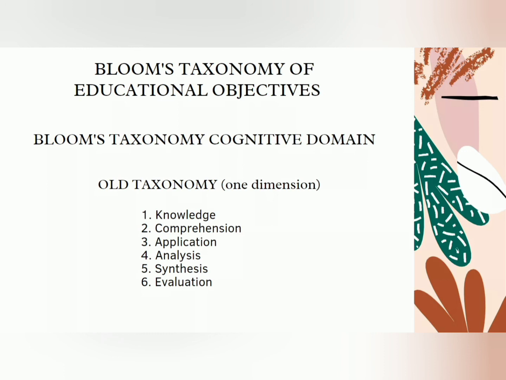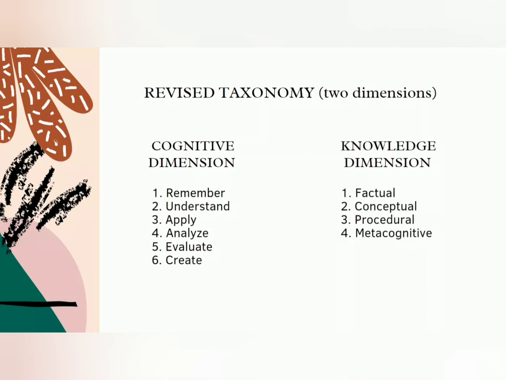The last part is Bloom's taxonomy of educational objectives, which consists of the Bloom's taxonomy cognitive domains. The original taxonomy involves only one dimension. First is knowledge. The second is comprehension. The third is application. The fourth is analysis. The fifth is synthesis. And the sixth is evaluation.